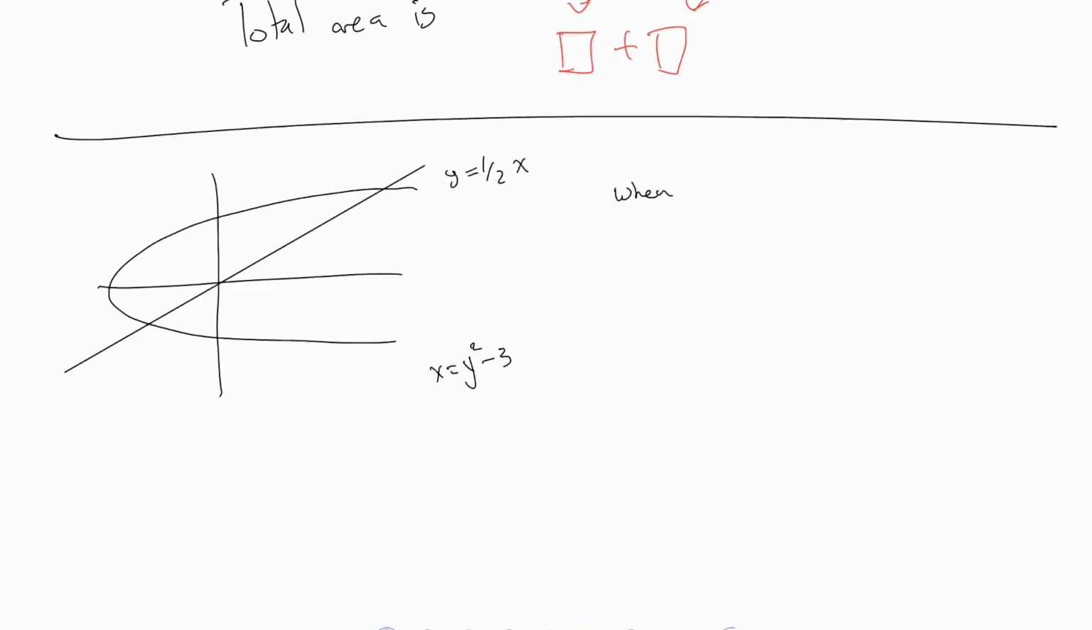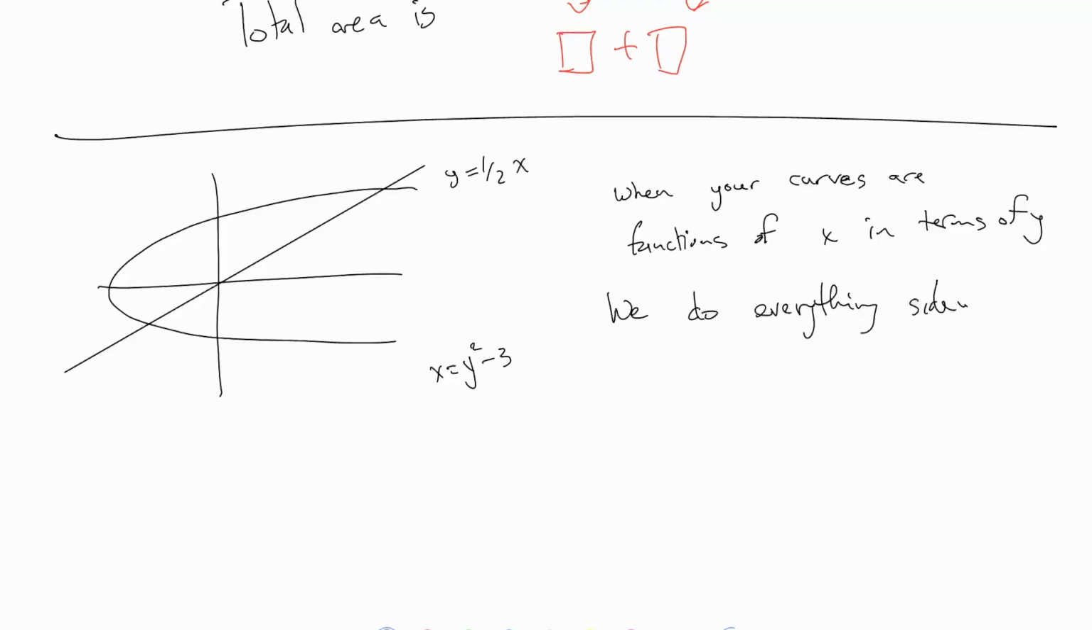Usually the tip off here is when your curves are functions of x in terms of y, right? You probably knew something weird was going to happen as soon as you saw this, x equals y squared minus 3. That's a little strange. When your curves are functions of x in terms of y, we do everything kind of sideways. That is, I'm going to think of this as, instead of little heights going vertically, I'm going to think of it as little, I suppose, heights, but they're going horizontally this time, all right? And so the bigger minus the smaller becomes the further to the right minus the further to the left, which still is bigger x value minus smaller x value. So this time we do everything sideways.